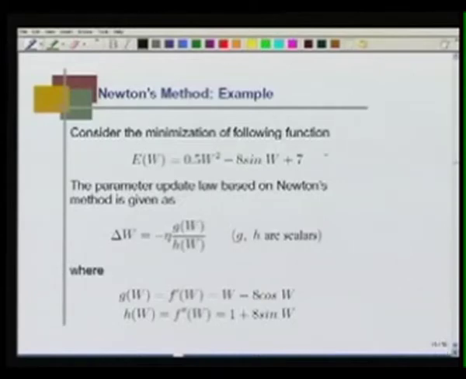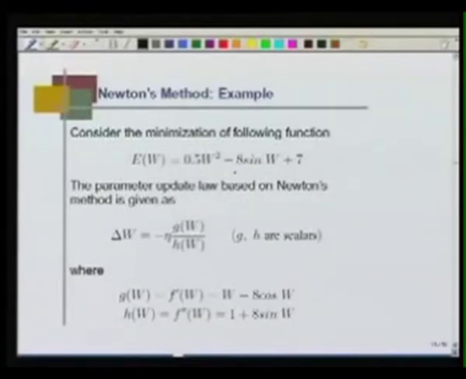Now, we will take the same example that we considered earlier. E w, where w is a scalar, not a vector here, simply a scalar. So, it is a very simple function, 0.5 w square minus 8 sin w plus 7. Because w is a scalar, naturally del E upon del w is a scalar, which is g, and H is del square E by del w square. So, that is also a scalar.